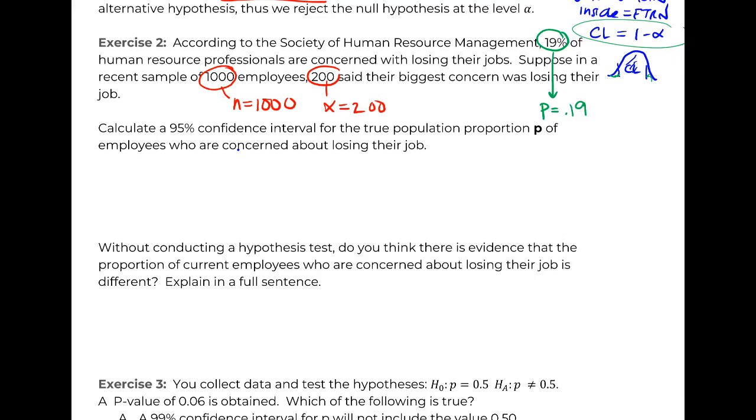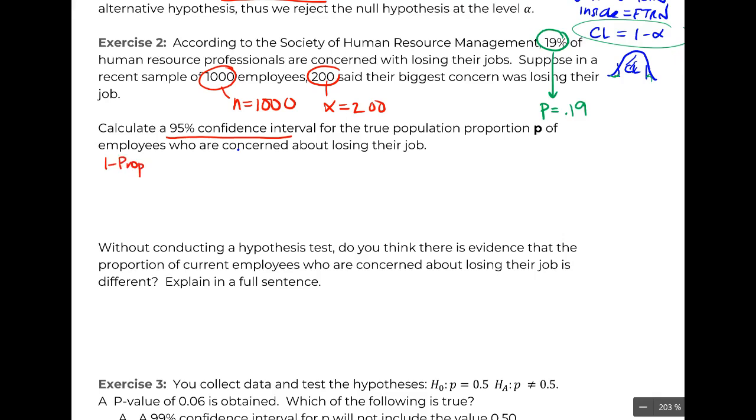So our question here says, calculate a 95% confidence interval for the true population proportion of employees who are concerned with losing their jobs. So we have this claimed amount from the HR Management Society, but they didn't give us the sample size or anything that they used to get that, so we can't create a confidence interval with this. So we're obviously using the X and the N here.